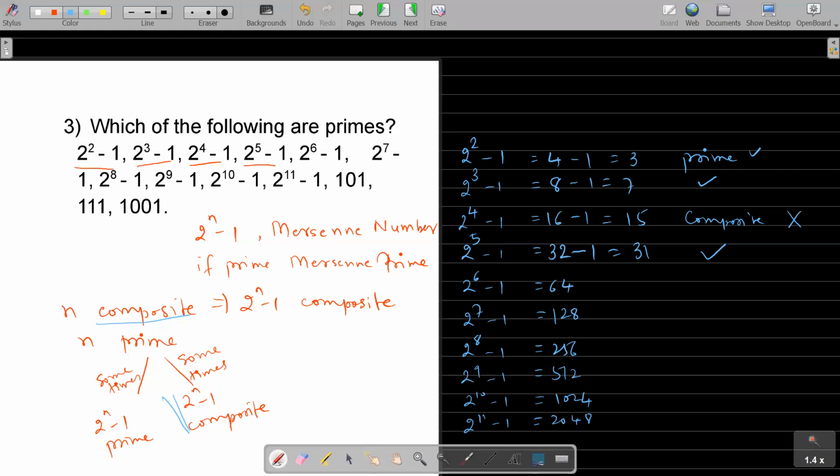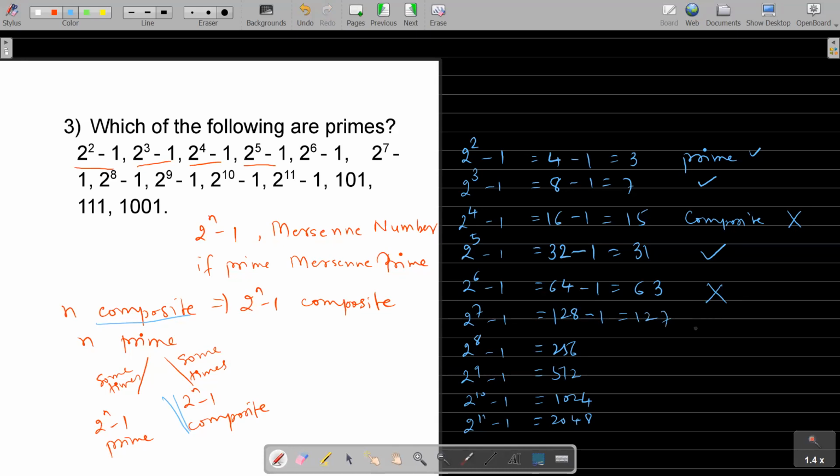6 is composite, so 2 raised to 6 minus 1 must be composite. Let's see, 64 minus 1 is 63, and 63 is 7 nines. So it's not prime, that is composite. Those which are tick marks are primes. Those which are crosses are composites. 2 raised to 7 minus 1, 128 minus 1, that is 127.